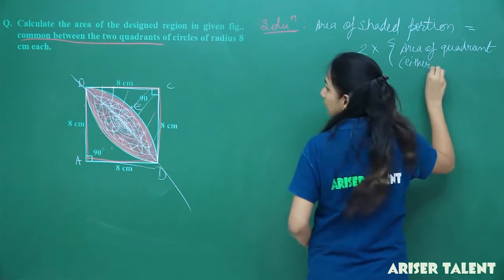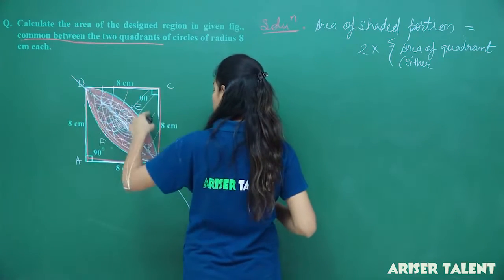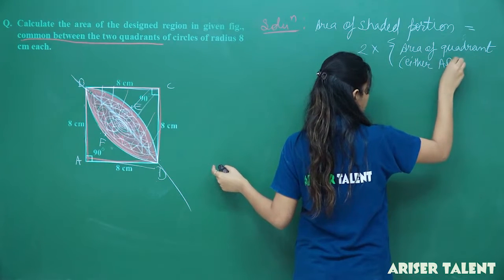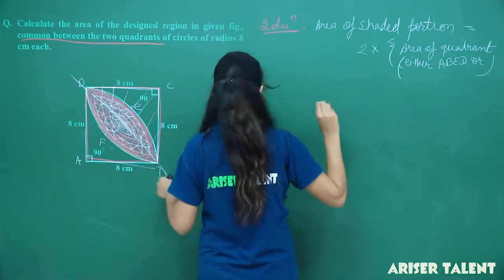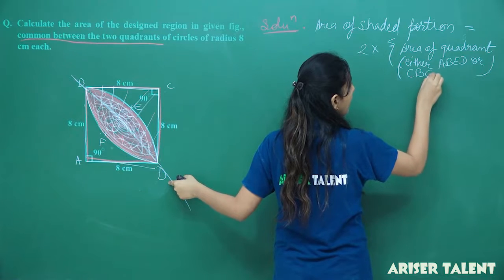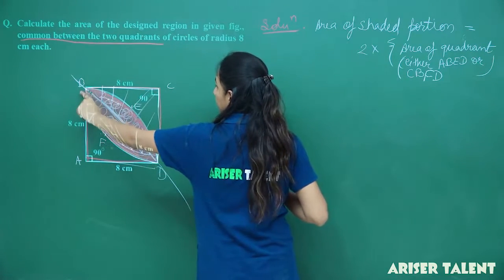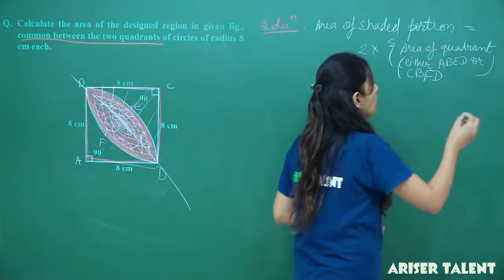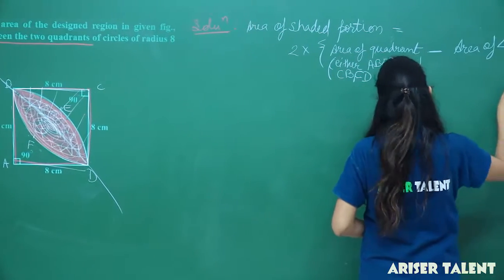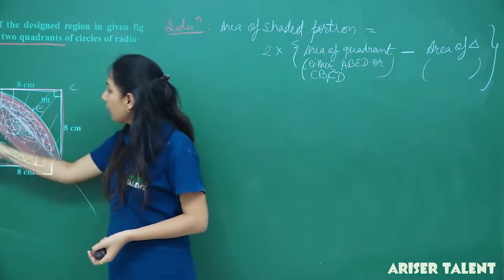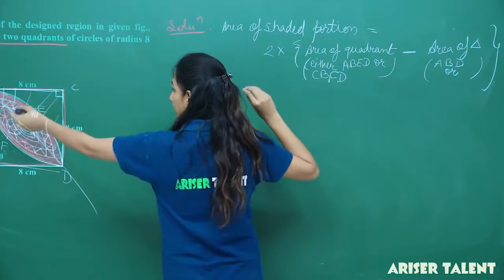either, and I will name it like F. Either I will talking about A, B, E, D, or I can use both, or C, B, F, D. Okay, so quadrant area of this equals to quadrant area of this. Okay, now minus area of triangle. Area of triangle. Which triangle again? I can have ABD, or I can have this BCD.